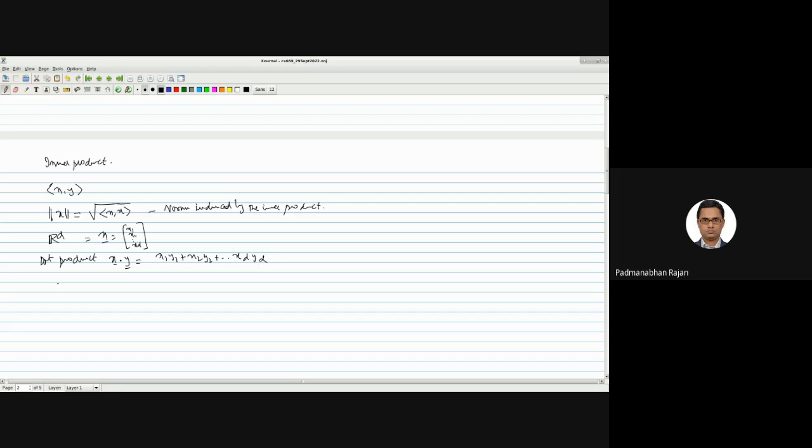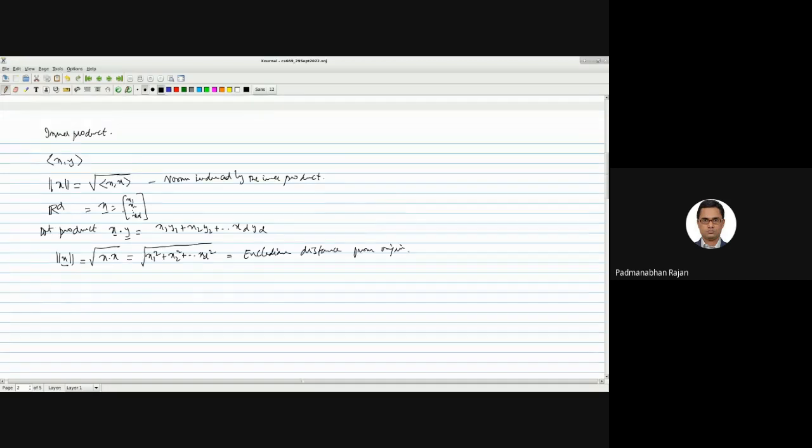And what is the induced norm here? If you look at the norm induced by the dot product, this is nothing but the square root of x dot x, which is x1 square plus x2 square plus up to xd square, which is nothing but your Euclidean distance from origin. Essentially, the norm of a vector gives you its length, which is equivalent to the distance from the origin.